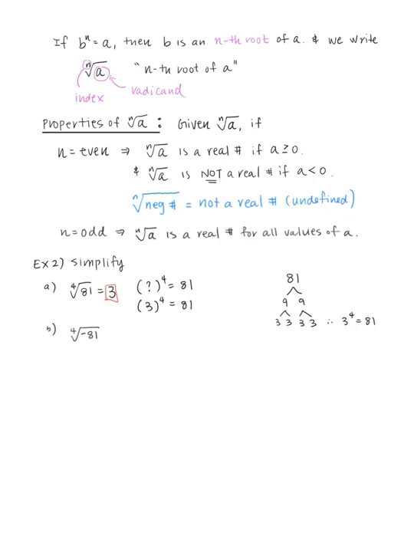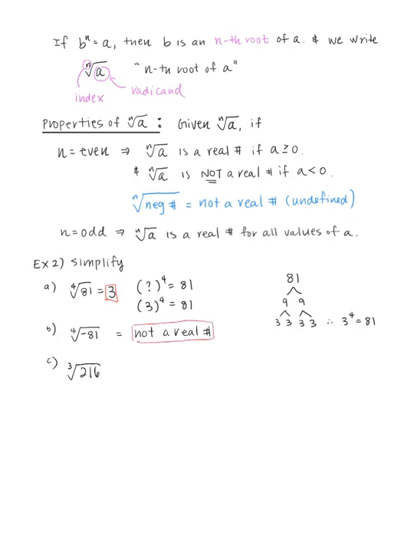Part B, let's look at the fourth root of negative 81. Uh-oh, do you see what's going to happen there? What's our answer? This is not going to be a real number because given an even root, you cannot have a negative number inside of there. So in this case, this is not a real number.